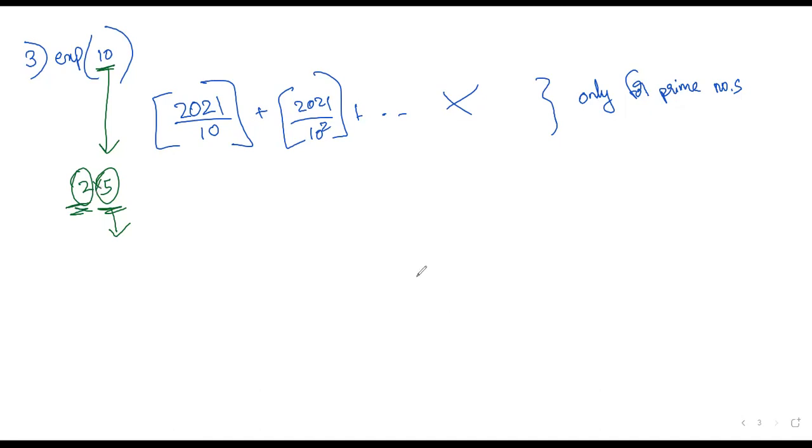Correct? Someone has a doubt. For example, let us take a simple example. Let us take, we have to take an example.